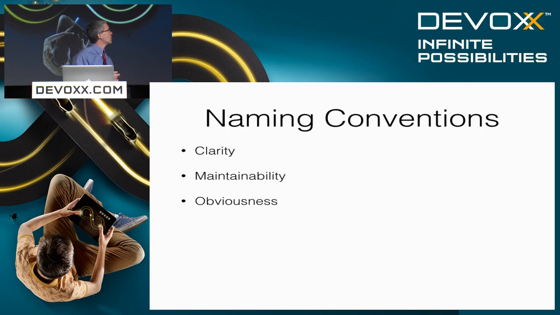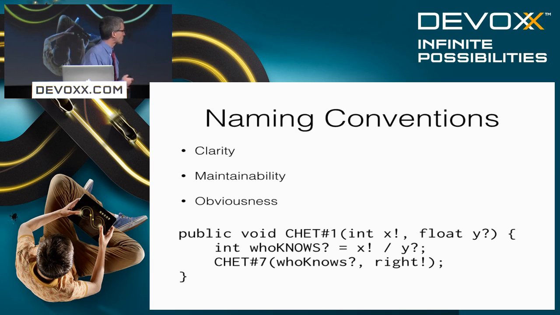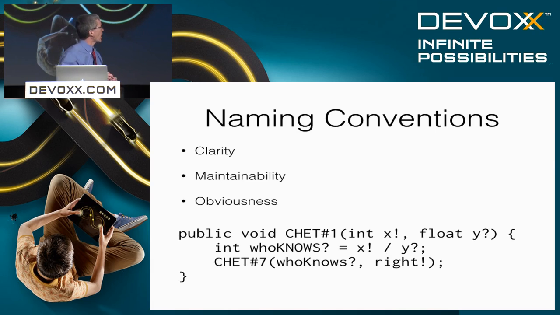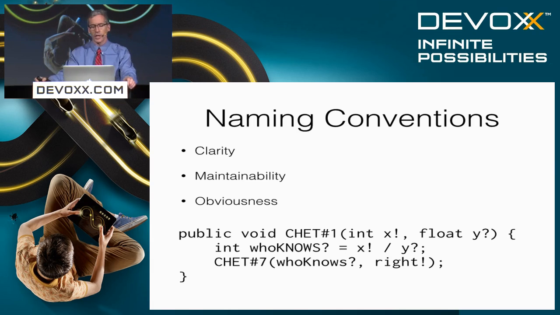Naming conventions, obviously really important. So we need things to be clear, we need your code to be maintainable, and we need obviousness. We need to look at the code and understand immediately what is going on in that code. So I wanted to show an example of code that we wrote for a client recently that demonstrates this principle. So in this case, we have a method called Chet #1, which I prefer method names like this because it's clear that this is the first method that I wrote on that day, or possibly in that class, I can't remember now. I use all caps when talking about methods that I wrote because I'm using my name and I just want to call attention to it there.